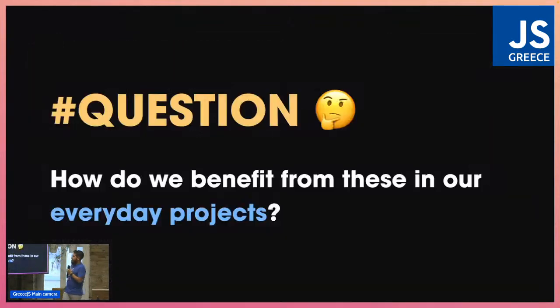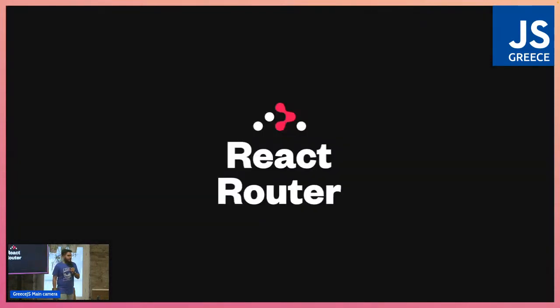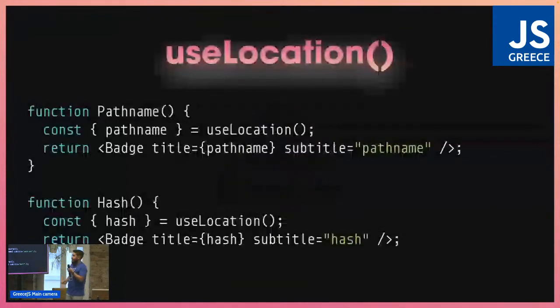But again, comes the question, how could I benefit from that? It's part of React. So one thing I bet many of you have used before is React Router, right? Cool. Let's assume all of you are using. So you probably know this hook, useLocation. And useLocation is really handy because it gives us a lot of things like the pathname and the hash.